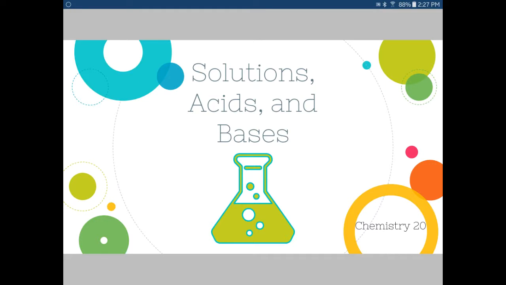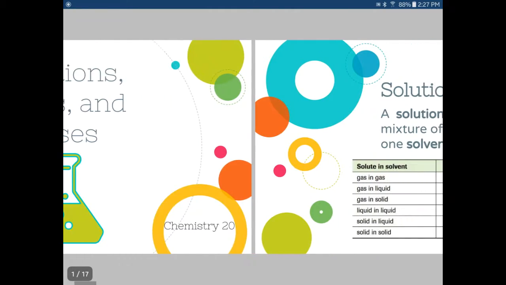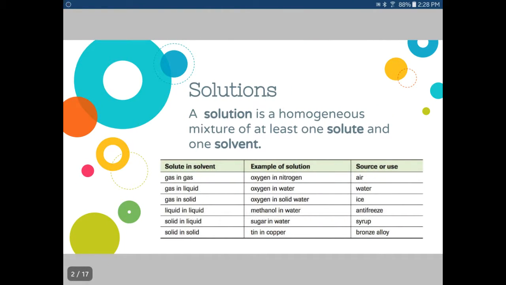We're going to take a look at our next unit in Chemistry 20 called Solutions, Acids, and Bases. Essentially this lesson is just to introduce you to the concept of solution, acid, and bases, and then we're going to dig more into each concept as we progress through the unit. So to start out, a solution is a homogeneous mixture of at least one solute and one solvent. A reminder that a solute is the entity that is being dissolved and the solvent is the dissolver. So it's the thing that dissolves the solute.